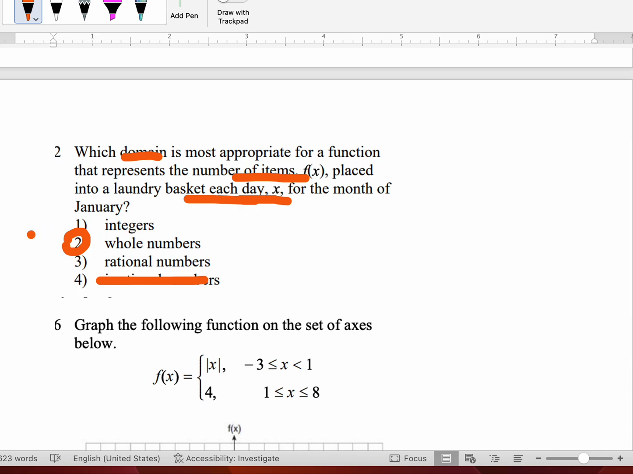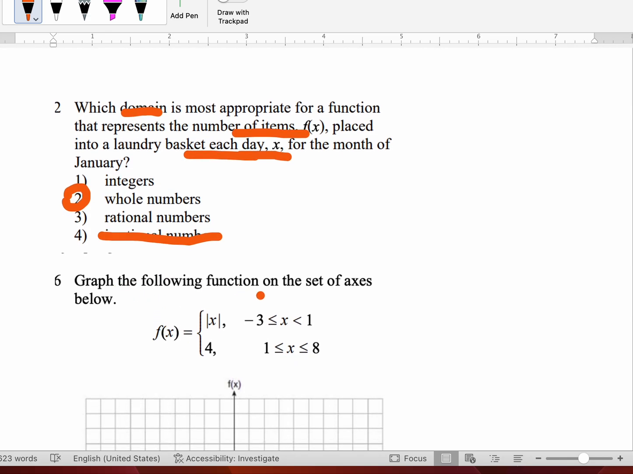Integers include negative numbers. We're not going to have negative days. Now remember, irrational numbers are non-terminating, non-repeating decimals. Rational numbers are fractions. Integers include negative and positive numbers.